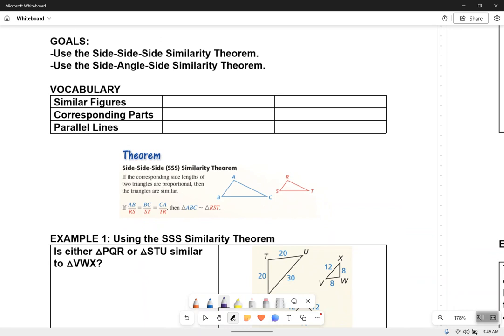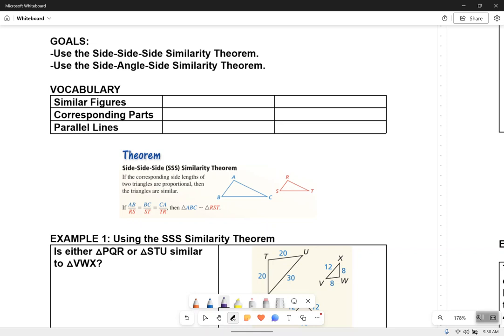We're going to use the side, side, side similarity theorem, and we're going to use a side angle side similarity theorem. Now vocabulary, I didn't put much in here. I think that this is all prior knowledge. Similar figures: same shape and what? Same shape but a different size. Corresponding parts: which sides match up and which angles match up. Parallel lines: parallel lines have so much in common, it's a shame they'll never meet. You guys know what parallel lines are? Yeah, they go on forever, but they never ever cross. They're in the same plane, never cross.